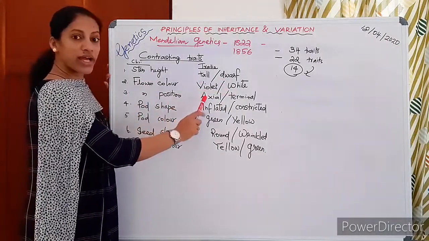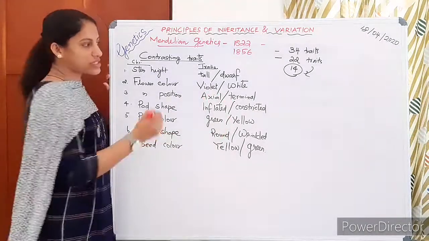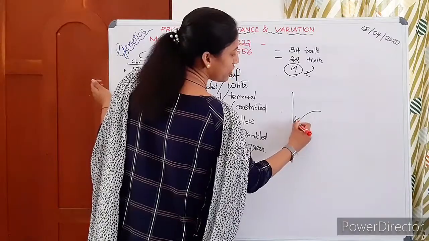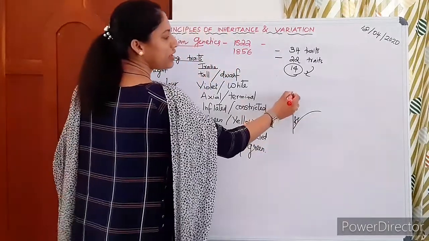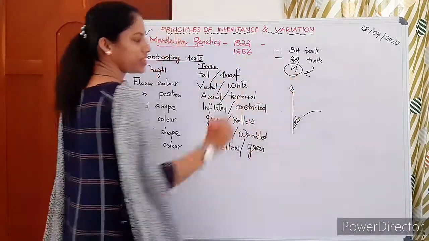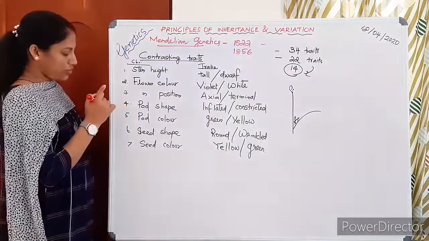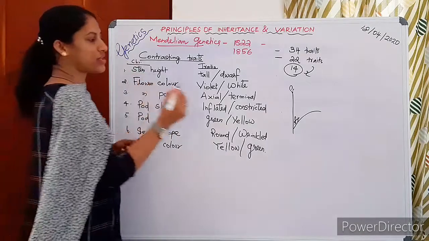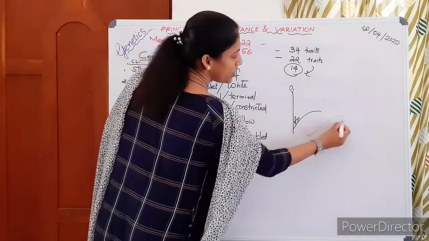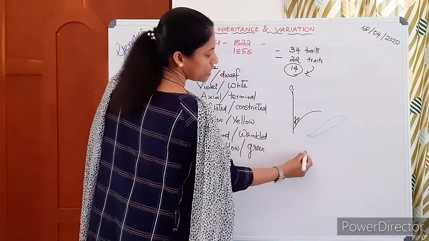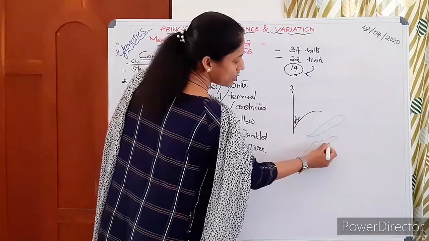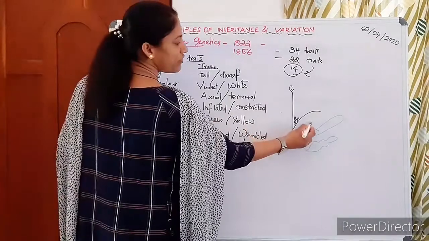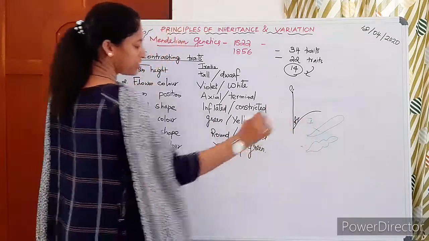Flower position, axial, terminal. Axial flower position means the flower is in the axil, that's the common type. Then the terminal one. Then pod shape, inflated, constricted. Inflated pod shape means smooth, with a smooth surface. Constricted pod shape means like this. So pod shape can be inflated or constricted.